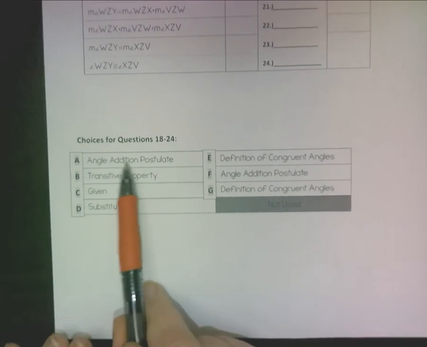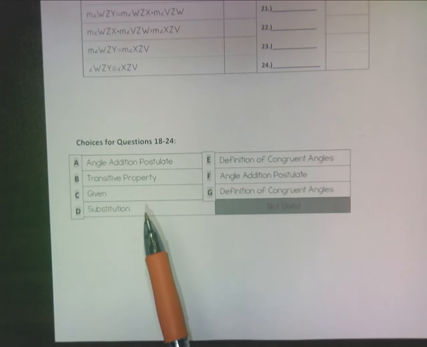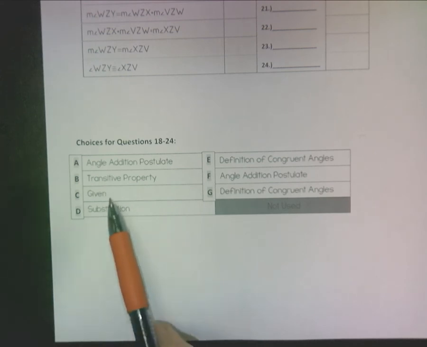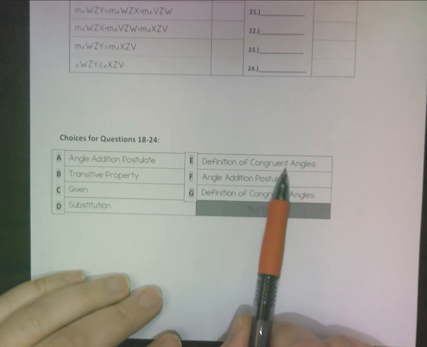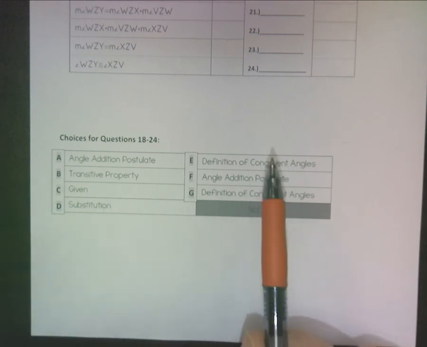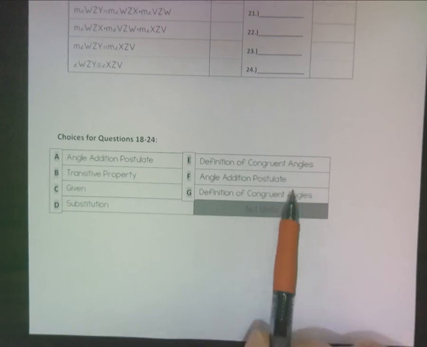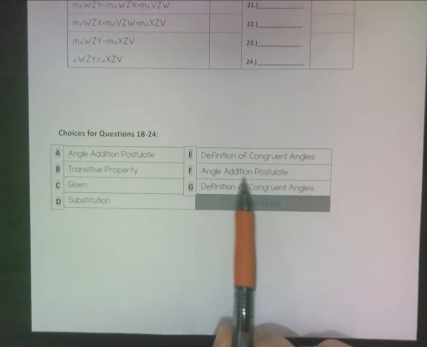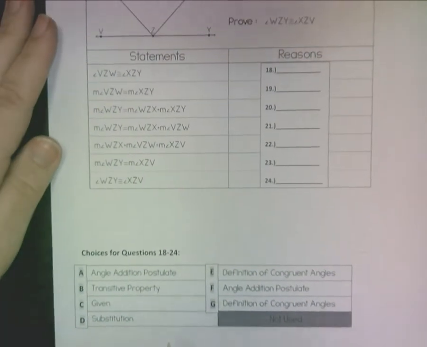Oh, I'm going to add some angles. Oh, I've got a train, a transitive. This equals this, then this equals this, then this. You want to look for that given, obviously, our favorite one. Substitution, definition of congruent angles. That's where you go from an angle with a squiggle to an M or vice versa. And you got two of them. And angle addition postulate. Oh, you got two of those too. So we must be adding a multiple amount of angles.